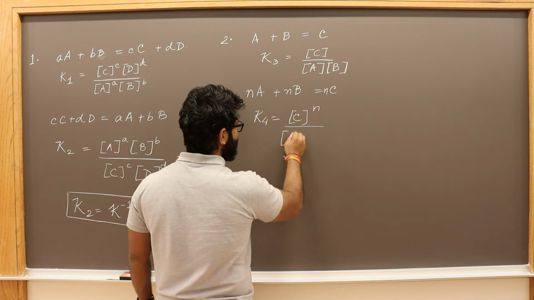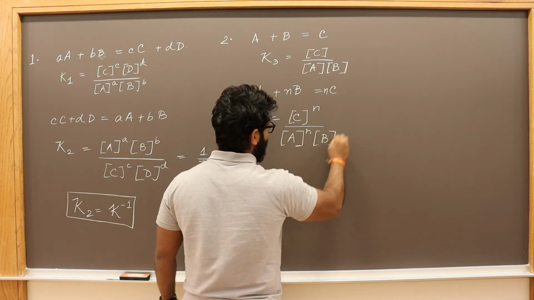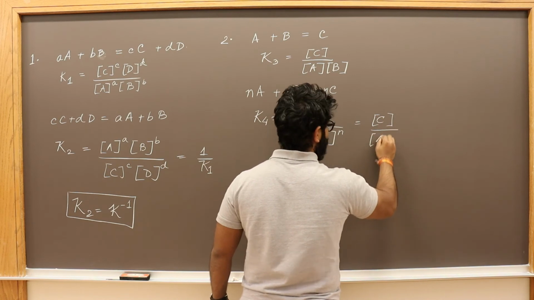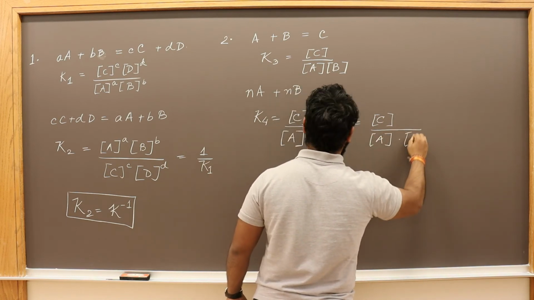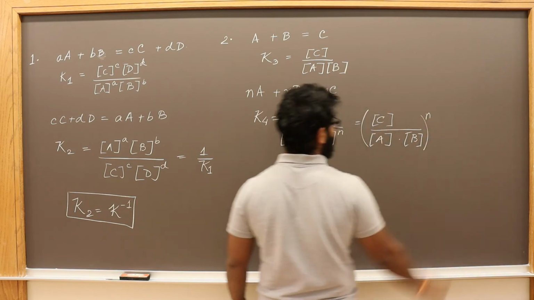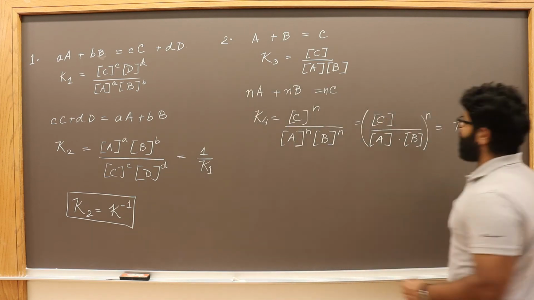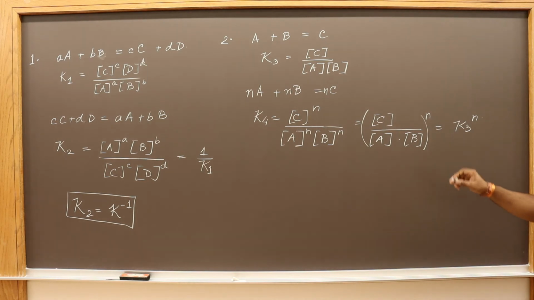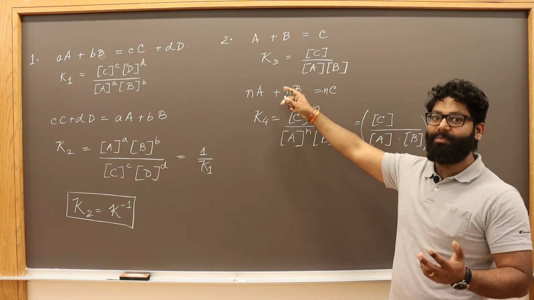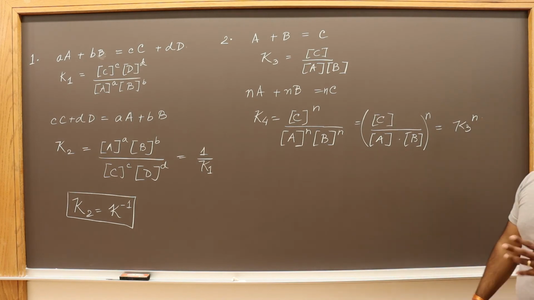I'm not taking special cases for fractions, because it's the same thing whether it's a fraction or not. So this becomes C over A B, all to the power N. This is basically K3 to the power N. What this means is that if you just multiply an equation with a stoichiometric coefficient, and you want to find out the equilibrium constant of the new equation, all you have to do is raise that to the power of N. Okay, it's very simple.